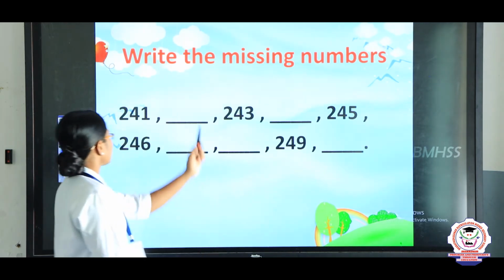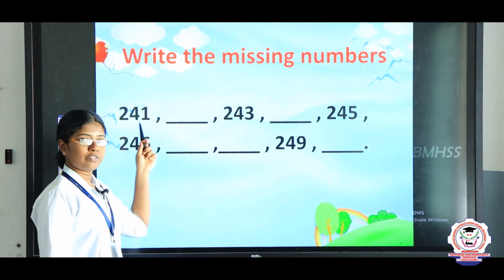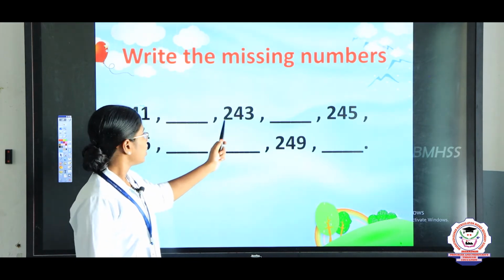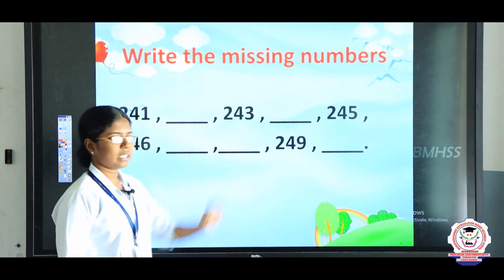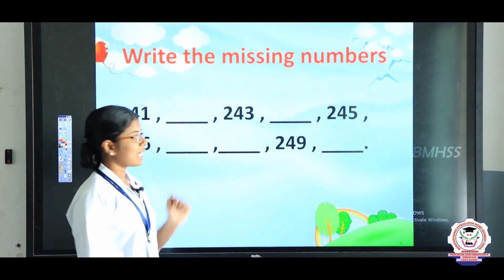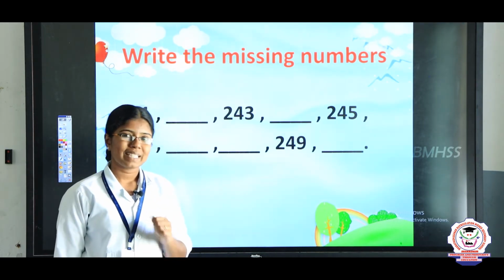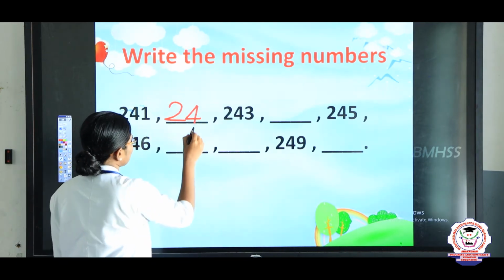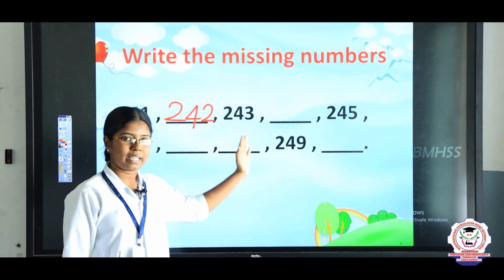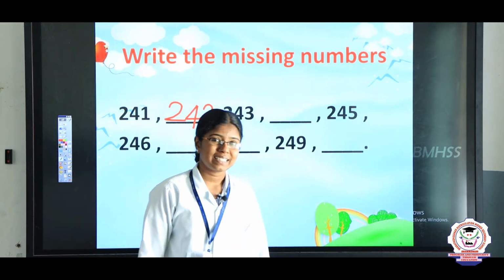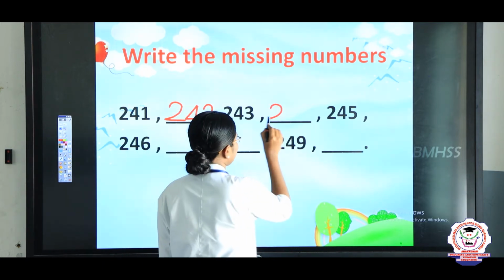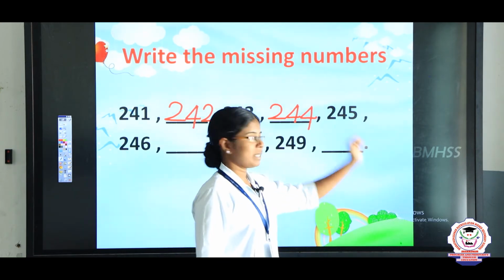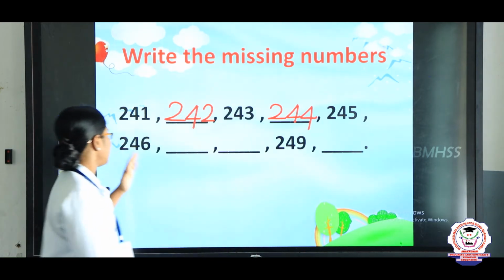See here. What is the first number here? 241. Next, see here. What number is this? 243. So, what will come here? Yes, you are correct. 242. Very good. 243. What comes next? Yes, you are correct, Pooja. 244. Very good. The next number is 245, right?